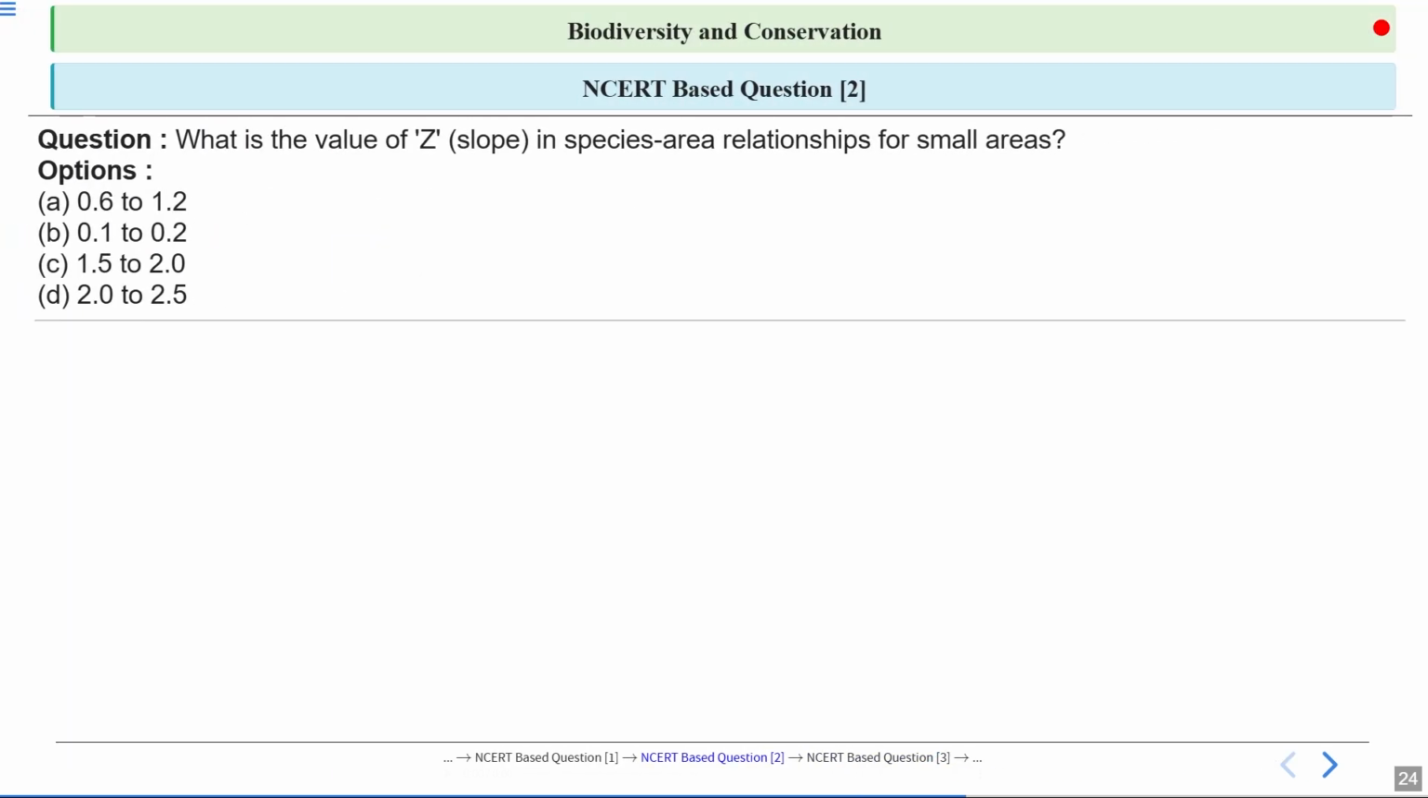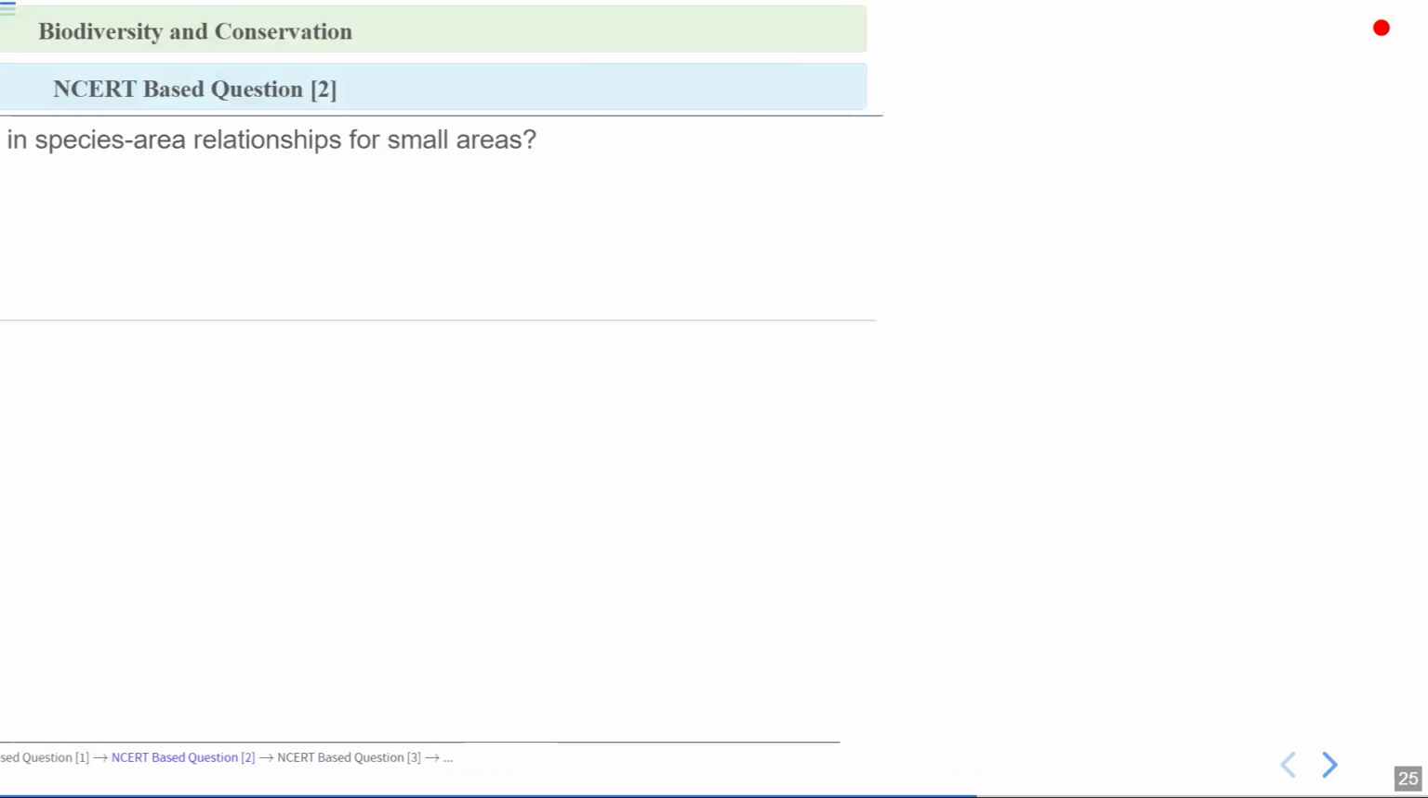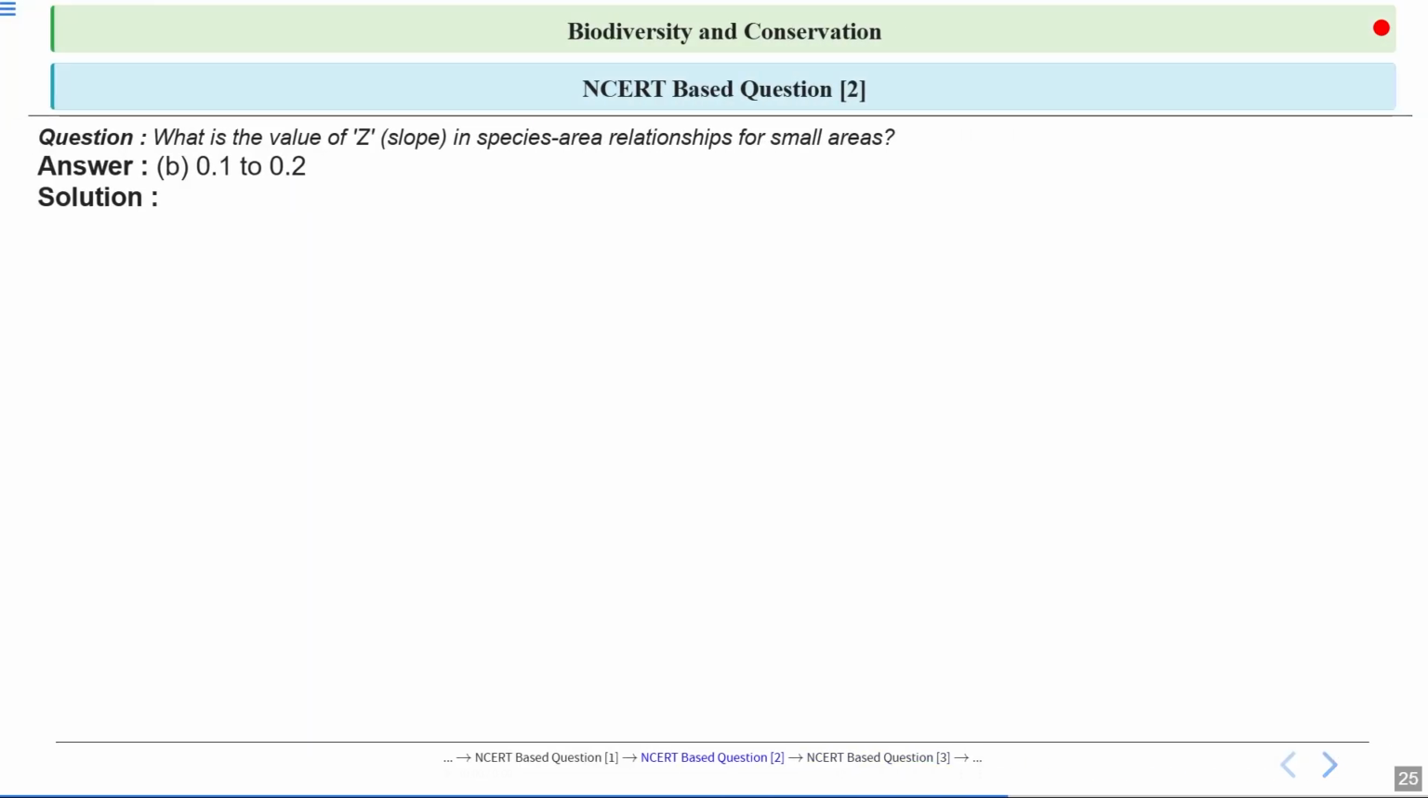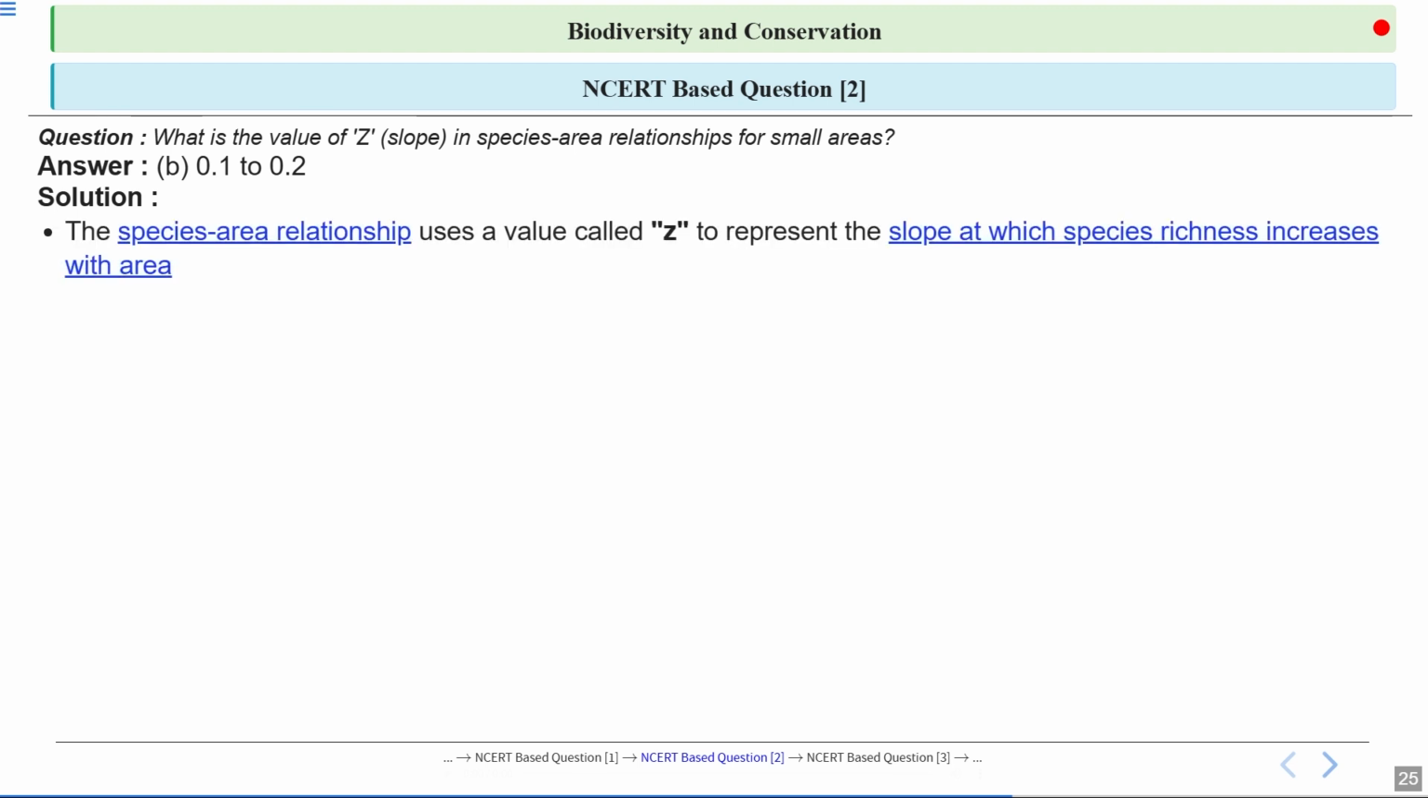Next question, what is the value of Z in the species area relationship for small areas? They're talking about small areas. The options are 0.6 to 0.1, 0.1 to 0.2, 1.5 to 2, or 2 to 2.5. What will be the correct answer? Option B is the correct answer here, 0.1 to 0.2. Let's have a look at the explanation.